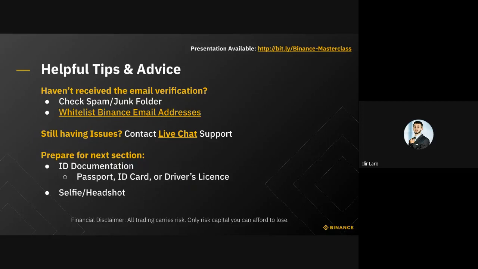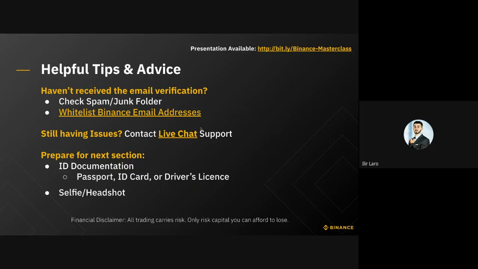What we do find is that some users struggle to receive this email verification. If that's the case, please double check your spam and junk folder. If it's still not there, you need to try to whitelist the Binance email address. I've provided an FAQ guide right there to show you how to do this. Essentially, it allows you to manually receive emails from these Binance addresses, so that should solve the issue. If that still doesn't solve it, you can contact our live chat support, where you can speak to a customer support agent directly, and they'll be able to diagnose and further assist you with your email registration.